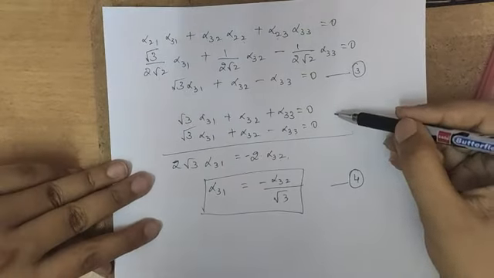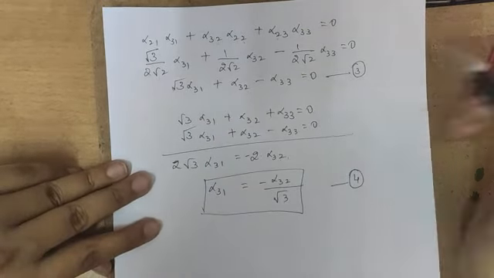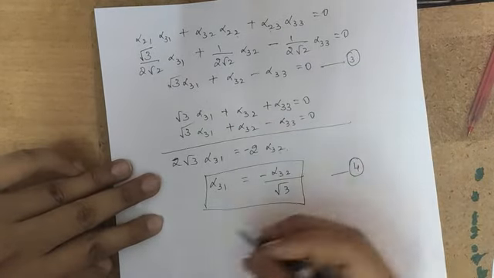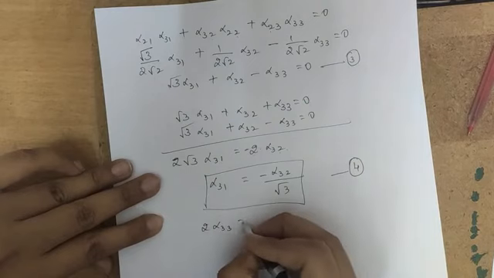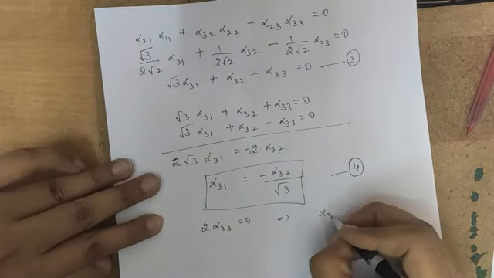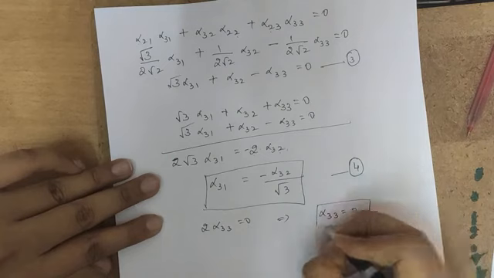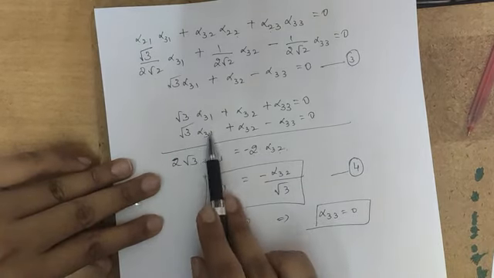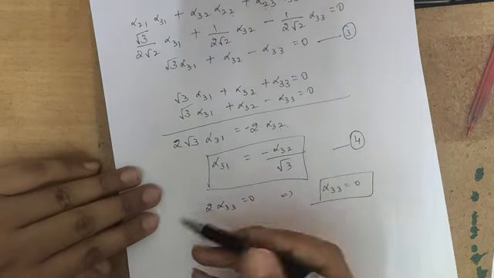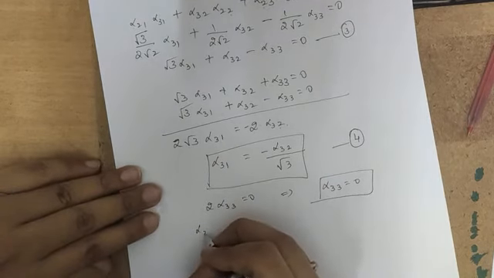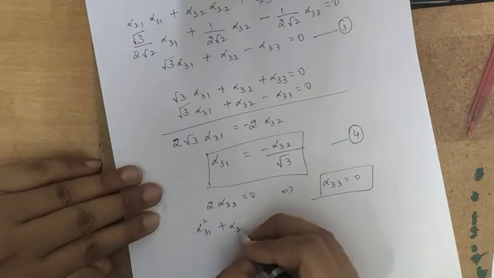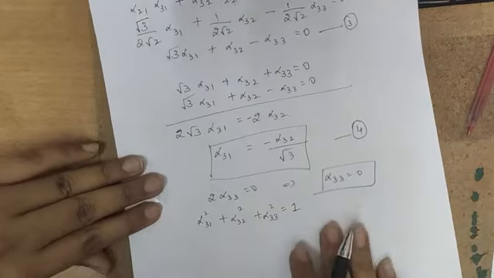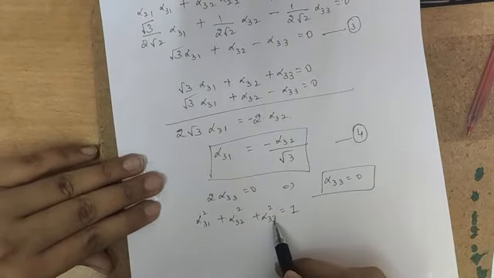Similarly, if you subtract equations 2 and 3, these two terms will get cancelled. You will get 2 alpha 33 is equal to 0. This implies alpha 33 is equal to 0. So now substitute the values of alpha 33 and alpha 31 in any of these equations. Or from equation 1, alpha 31 square plus alpha 32 square plus alpha 33 square is equal to 1. Substitute the alpha 31 and alpha 33 values here.